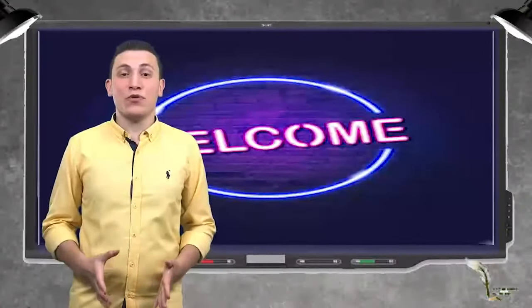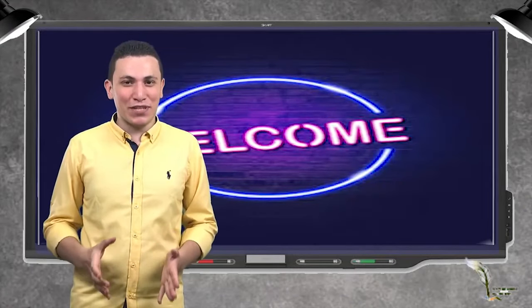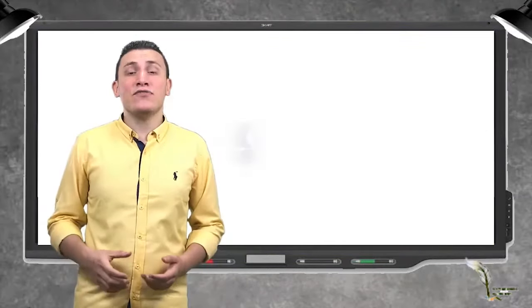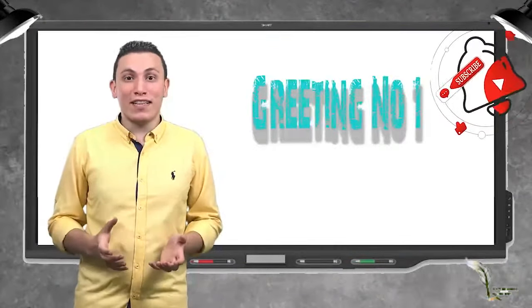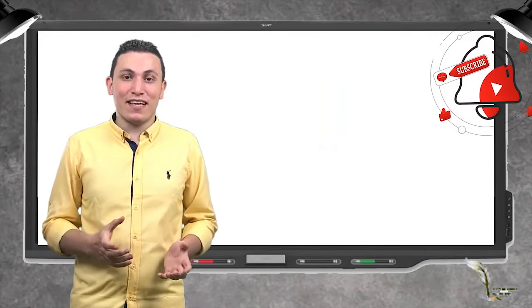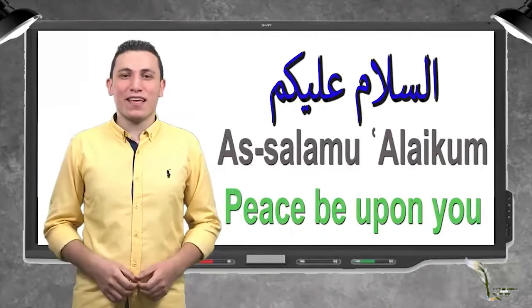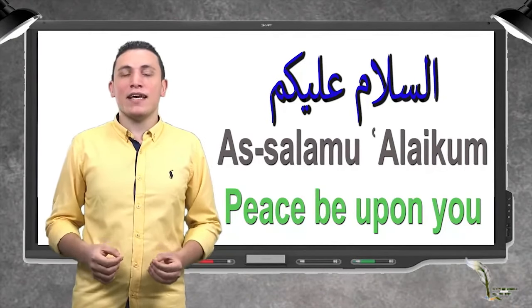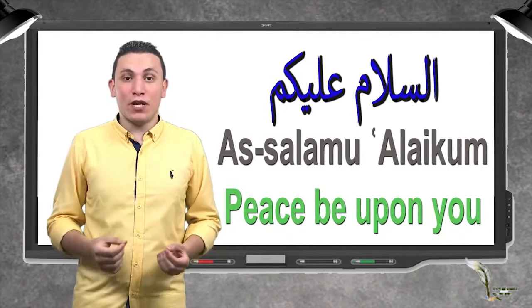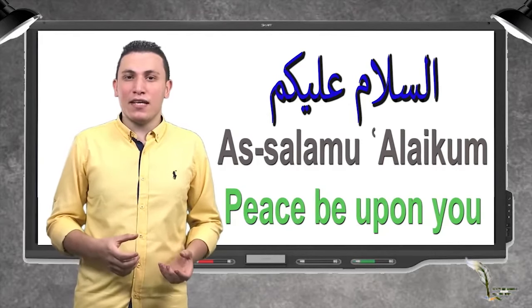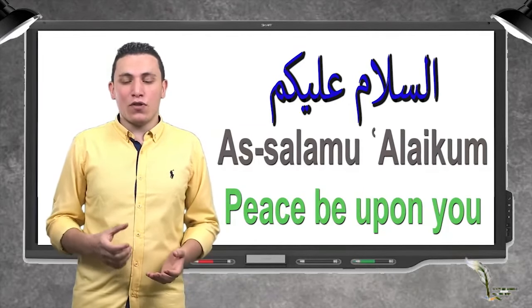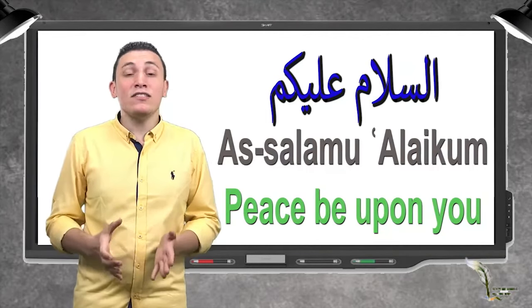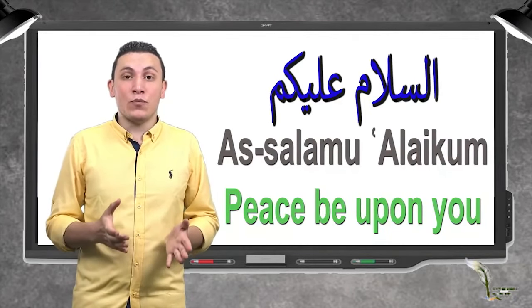In this video, you're going to learn 5 basic greetings in Egyptian Arabic. So let's get started. The first greeting, and the most widely used greeting, is Assalamu alaikum. Some people say it in different ways, and others say it differently still. So there are variations of this greeting, but they all mean the same thing. Literally, it means peace be upon you.